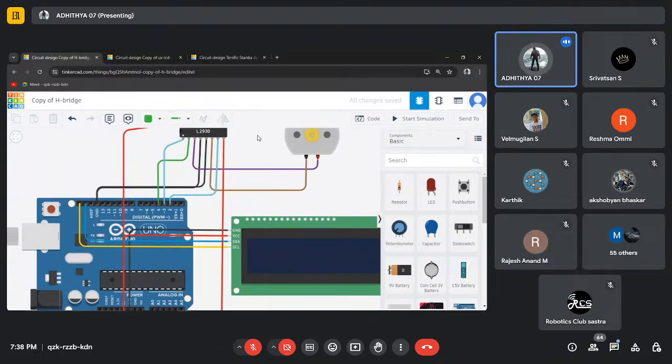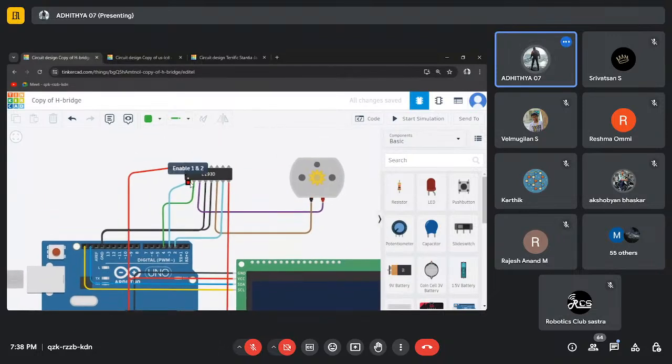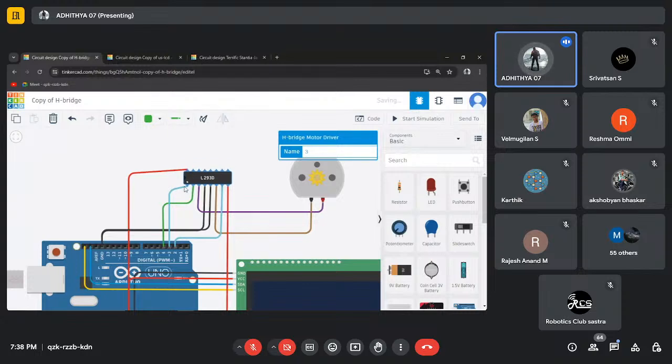So let's start with the L293. First, enable 1. Enable 1 controls the input of the first motor. The second motor is not here right now. We'll be using only the first motor for now.